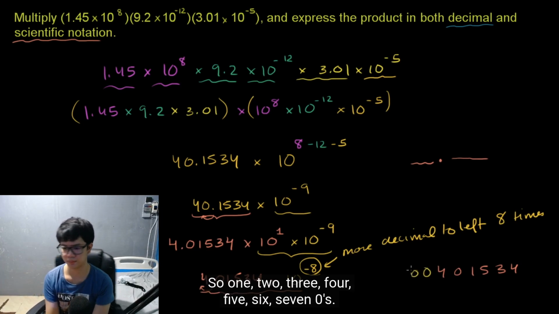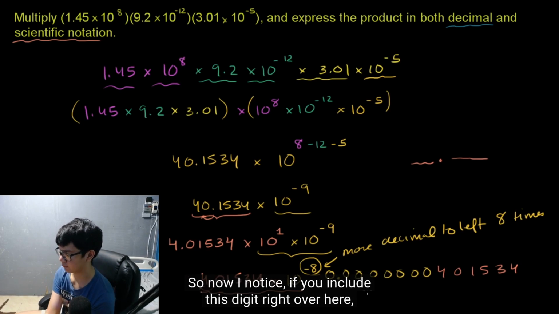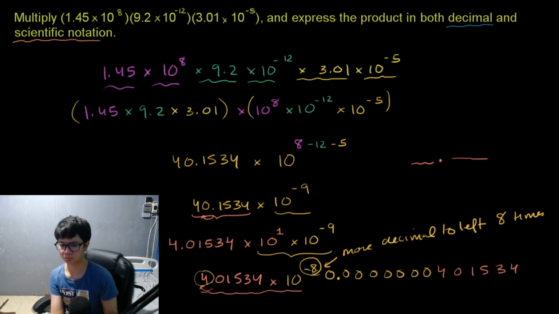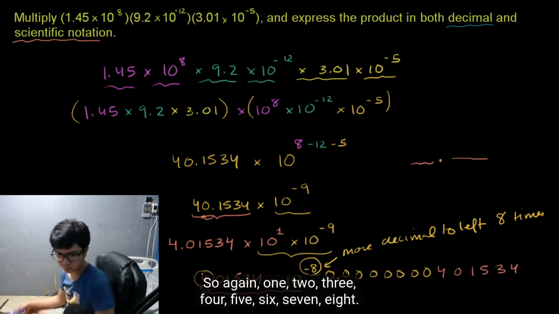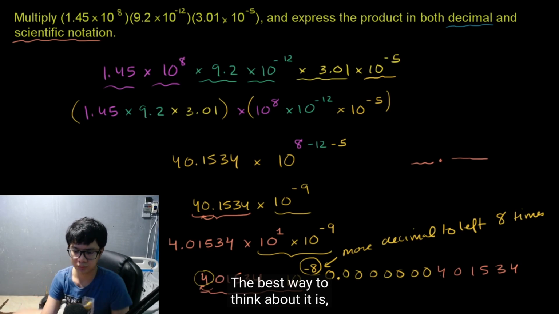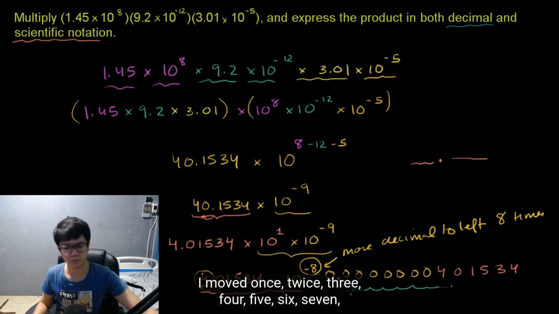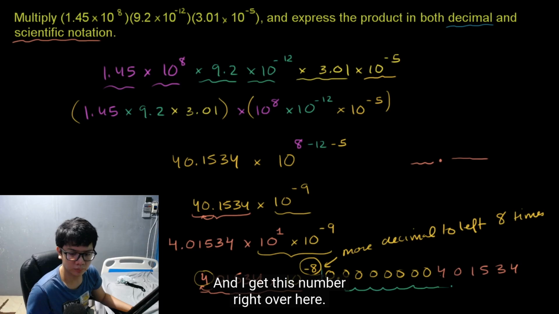So 1, 2, 3, 4, 5, 6, 7 zeros. I'm going to put a 0 in front of the decimal just to clarify it. So now I know this, if you include this digit right over here, I have a total of 8 digits. I have 7 zeros, and this digit gives us 8. So then 1, 2, 3, 4, 5, 6, 7, 8. The best way to think about it is I start with the decimal right here. I move once, twice, 3, 4, 5, 6, 7, 8 times. That's what multiplying times 10 to the negative 8 did for us. And I get this number right over here.